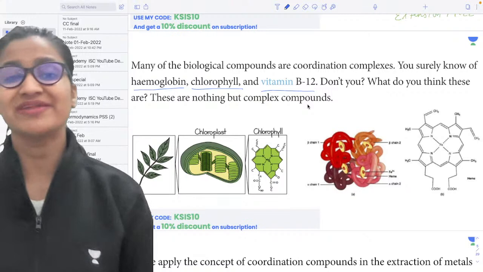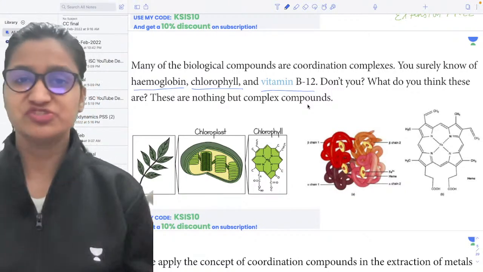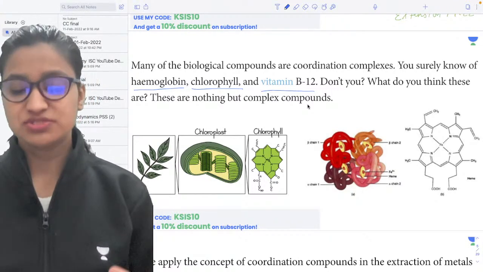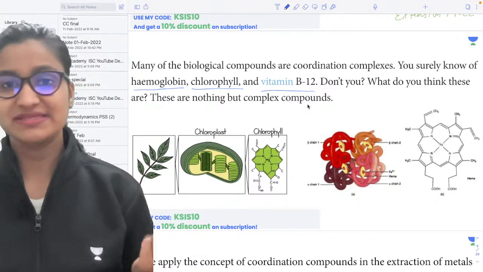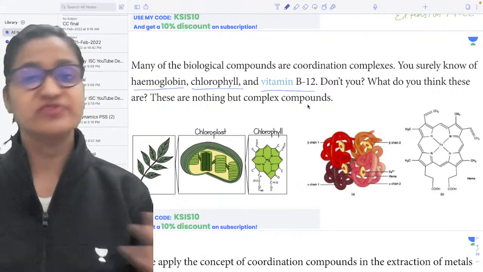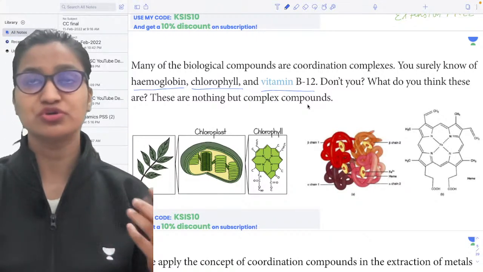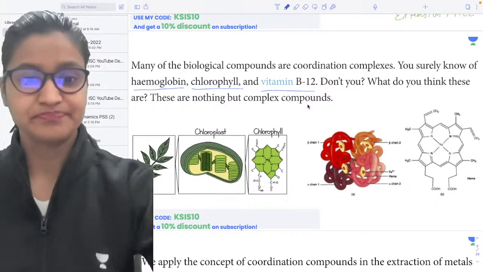So these are the general biological compounds which you definitely know. Okay, so by studying this, by seeing this, you'll get to know that yes, these are present everywhere around us. So that is why it becomes even more important to study about them.